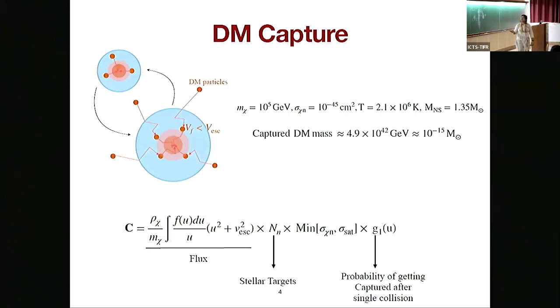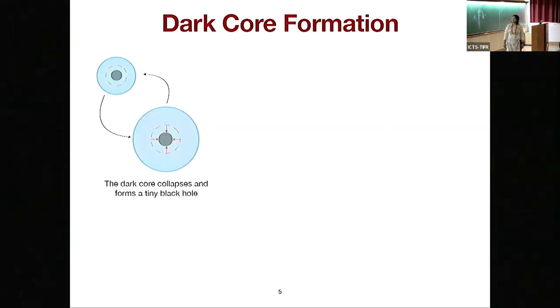the total captured dark matter mass within its lifetime will be about 10^-15 solar mass. So a neutron star with 10^10 years of age can capture 10^-15 solar mass of dark matter particles within its core.